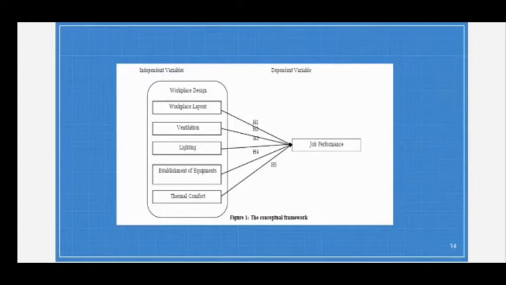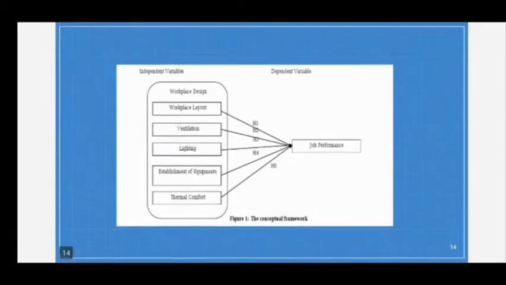Then the fourth one is establishment of equipment. These are the set of equipments used by employees to finish a task. For example, if you're in a call center, your equipment is a computer, headphones, and such. And the last one is thermal comfort. Thermal comfort is a condition of mind that expresses satisfaction, like whether in a workplace you feel too cold or too hot.